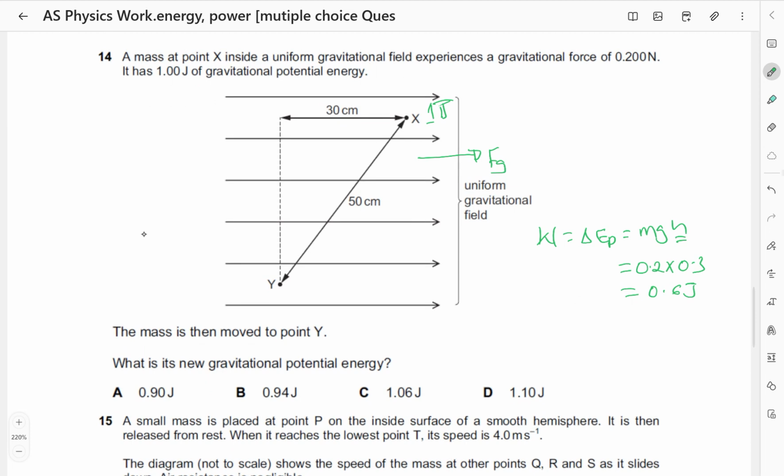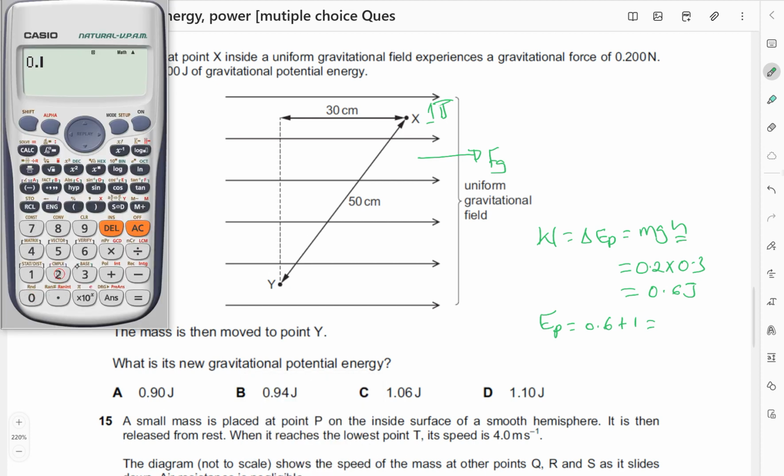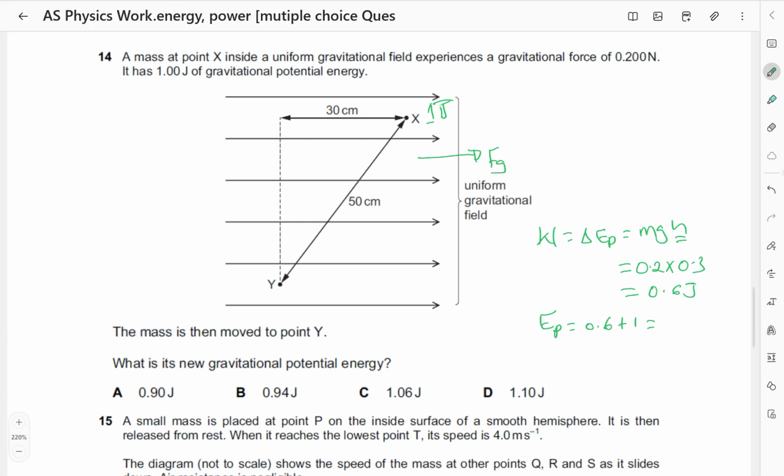So the new potential energy now is going to be 0.6 plus 1, which gives us, no, is it 0.6? 0.2 times 0.3 is 0.06. So there's a 0 here. So this will be 0.06 plus 1, which is 1.06 joules, which makes the answer to be C.